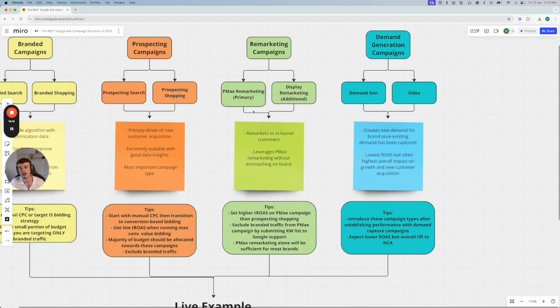I only recommend introducing this, by the way, when you already have conversion data in the account and when you already have a successful branded and prospecting setup, right? This is when you introduce the remarketing with PMAX. If you need really specific remarketing, that's when you use display remarketing. But if you need just general product remarketing, do it with PMAX for most cases, right? And that is just about everything on the remarketing campaigns for now.